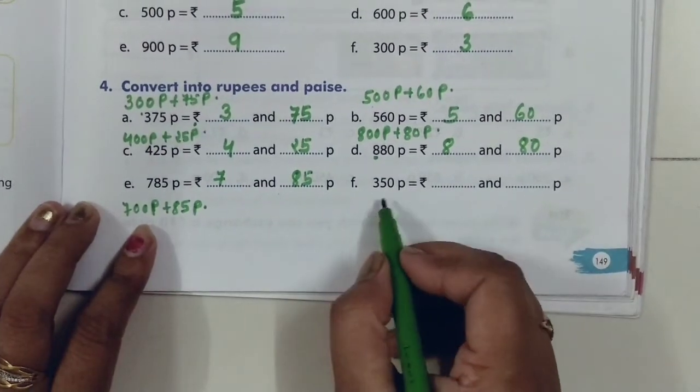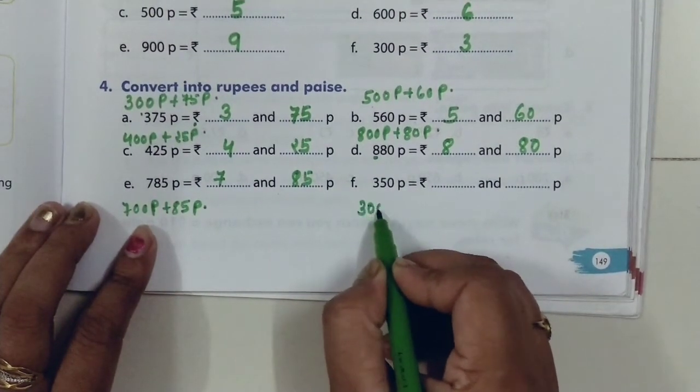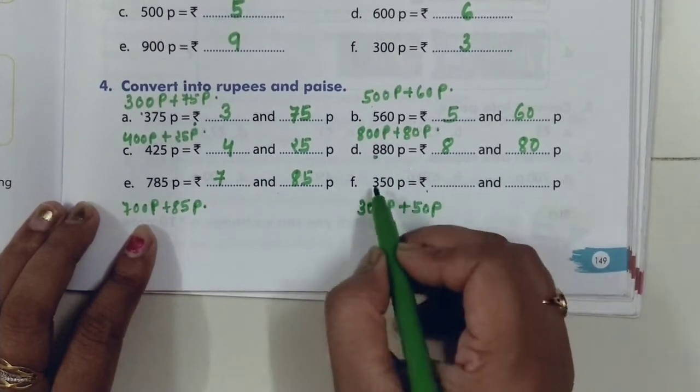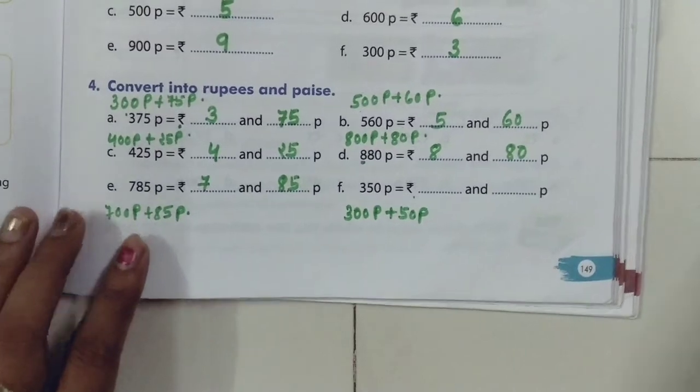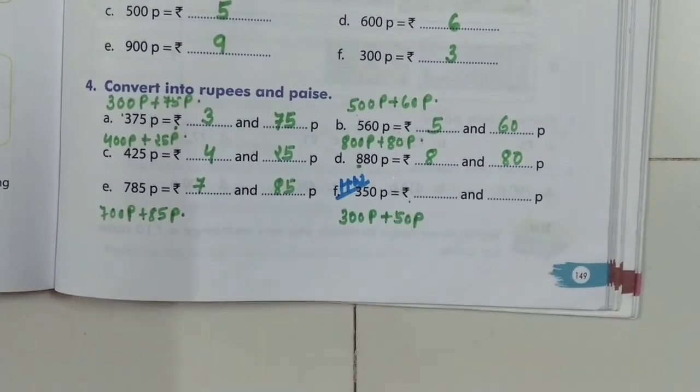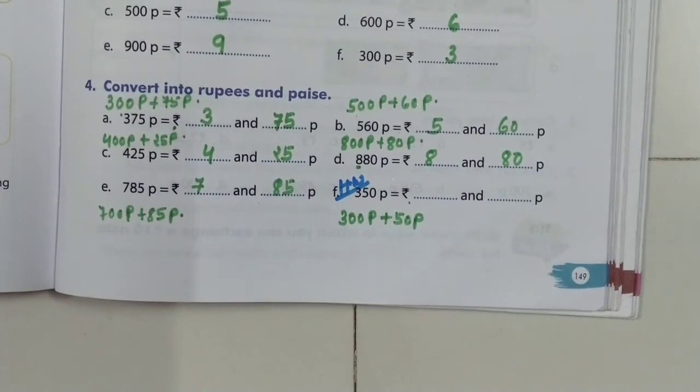Okay, now 350. Again you can write it as 350 paisa plus 50 paisa. Now how many rupees? You have to complete it by own. I am giving the explanation, but you have to complete it by own. Mark it as homework. Now write the rupees and paisa.